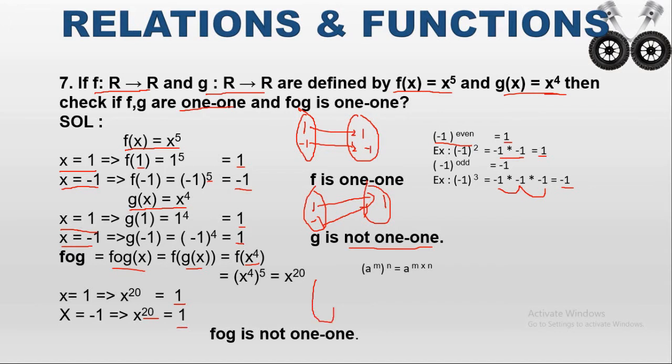So that means if you now map it, 1 is mapped to 1, and minus 1 is also mapped to 1. So that is two distinct elements are mapped to the same element 1. Therefore, f composition g is not a 1 to 1 function.